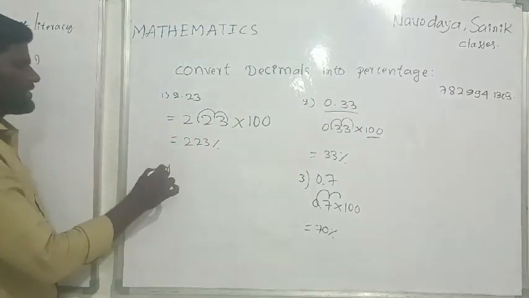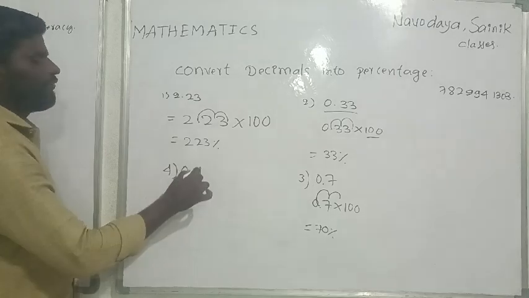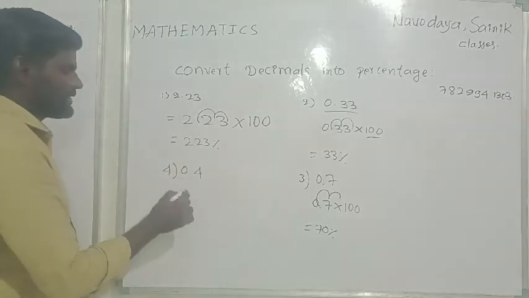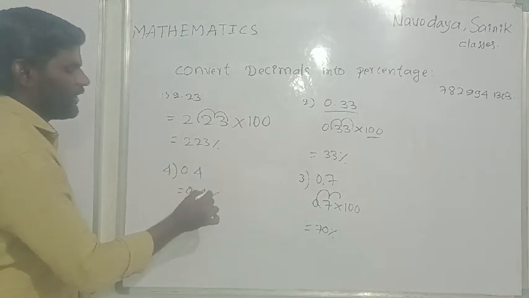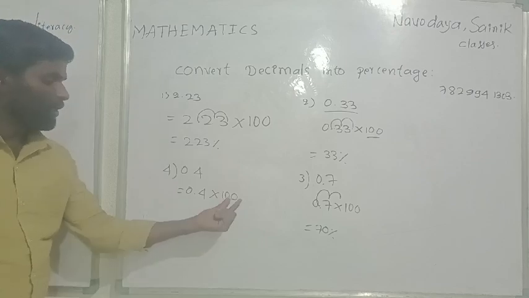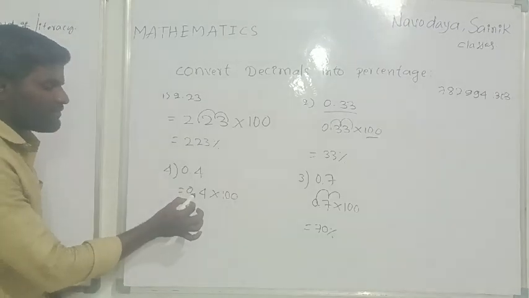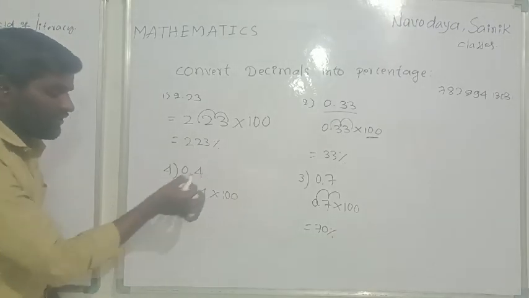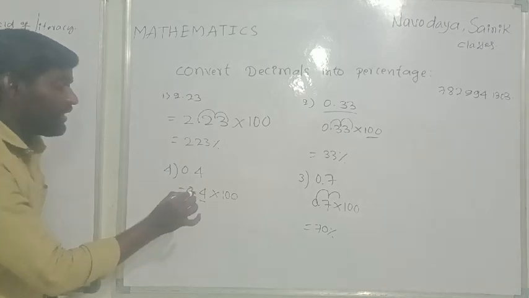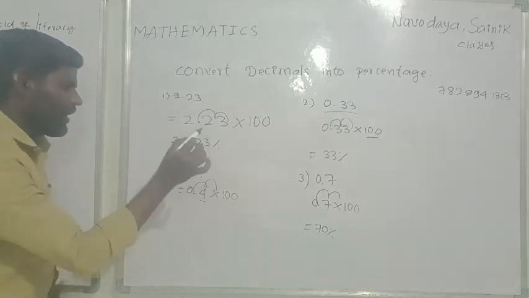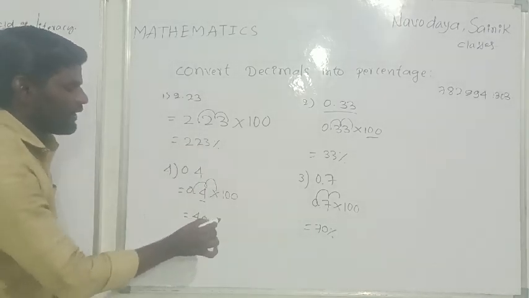Example 4: 0.4. Convert into percentage, 0.4 into 100. Here 2 zeros are there. Move the decimal point two steps ahead. Here after the decimal point only one digit is there. 1, another 1, that is 40%.